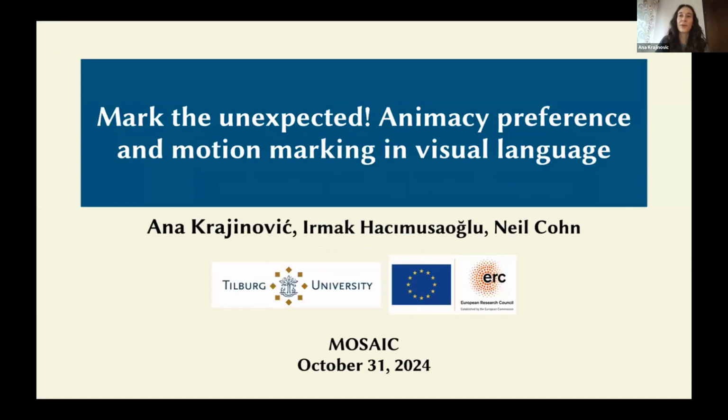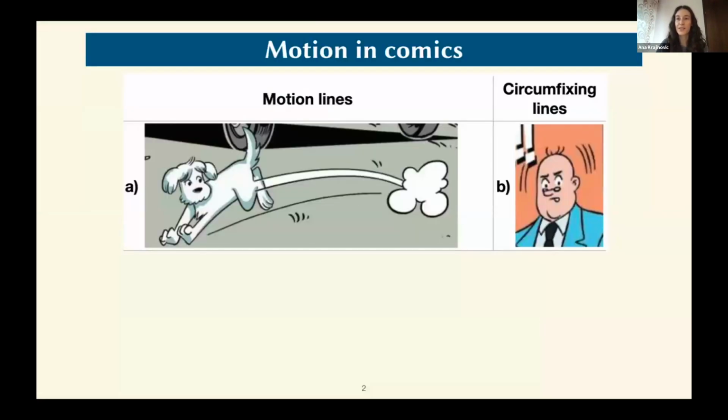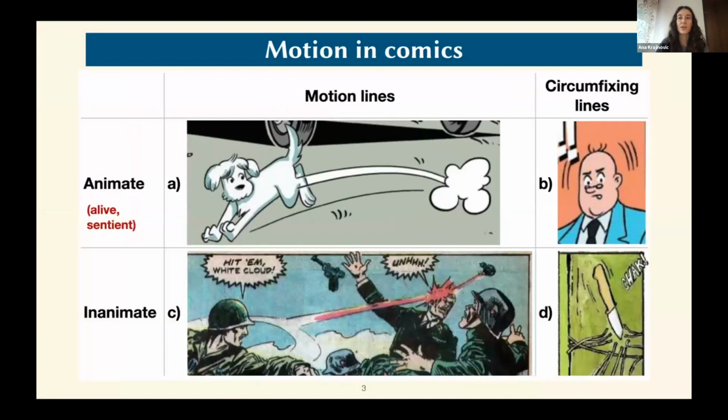Okay, so I'm going to talk about mark the unexpected, animacy preference, and motion marking in visual language. Similarly to Irmak, I will be focusing on motion lines and circumfixing lines. And in particular, I will look at how they mark animates and inanimates.